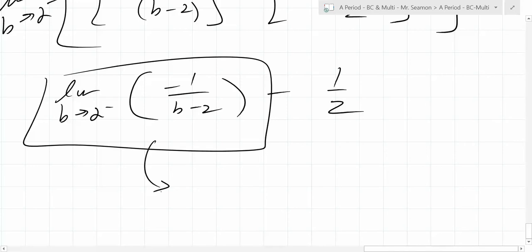Does it go to infinity or negative infinity? Because the top is negative, and if you're left of 2 and you subtract 2, it's always going to be negative. This right here goes to 0 from the left. You have negative 1 over negative, so it's going to be positive infinity. So this comes down to infinity minus a half.